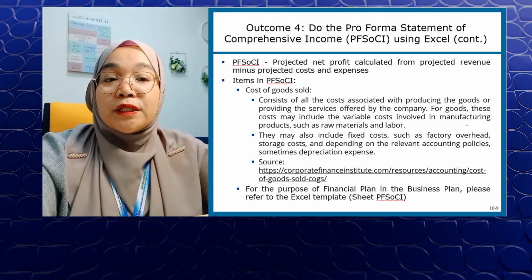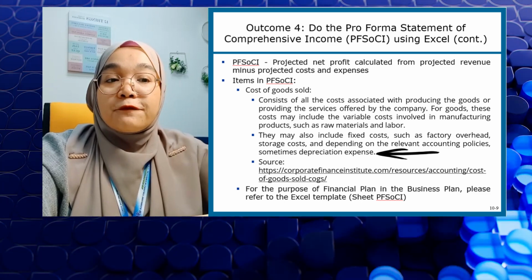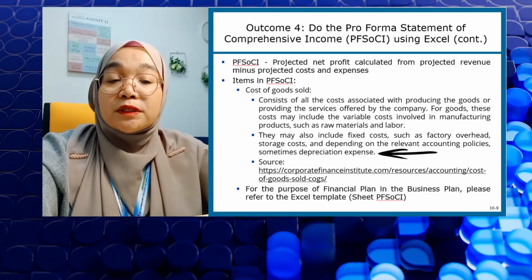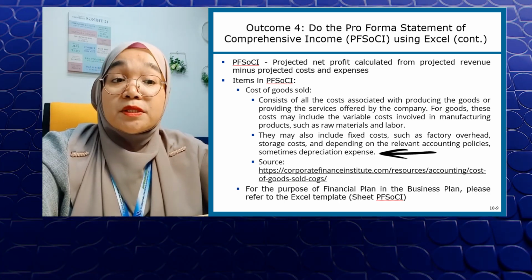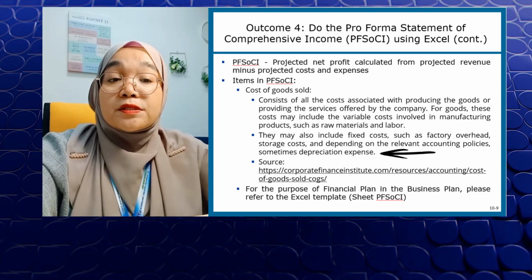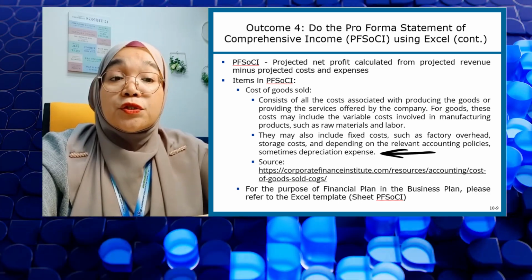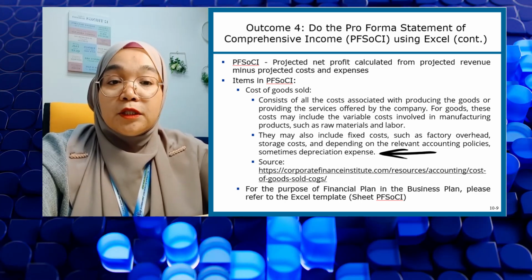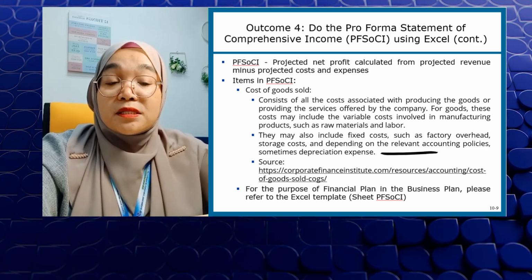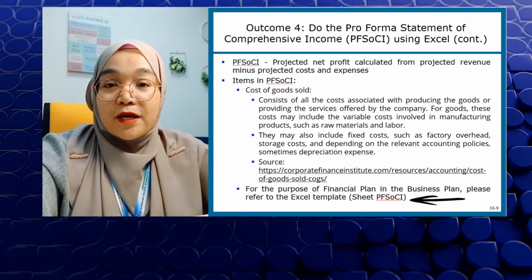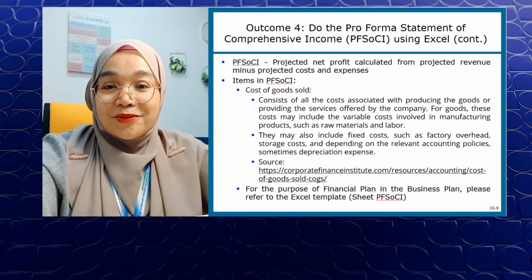They may also include fixed costs such as factory overhead and storage costs, and depending on the relevant accounting policies, sometimes depreciation expense. Usually, COGS is meant for the operational or production department. For the purpose of the financial plan and the business plan, please refer to the Excel template, sheet PFSOCI.